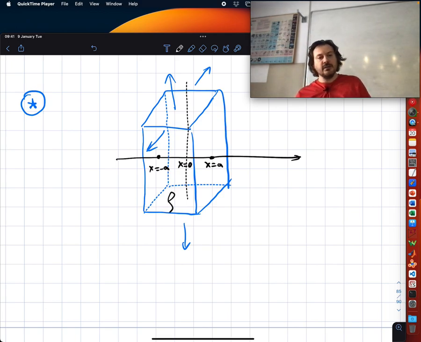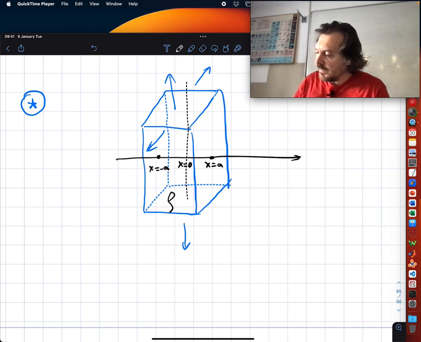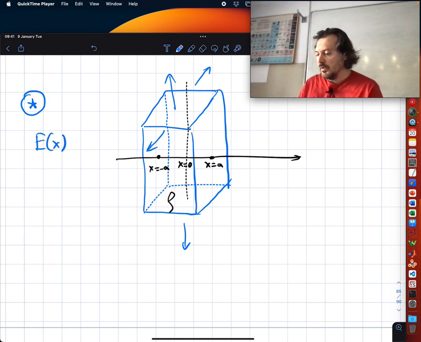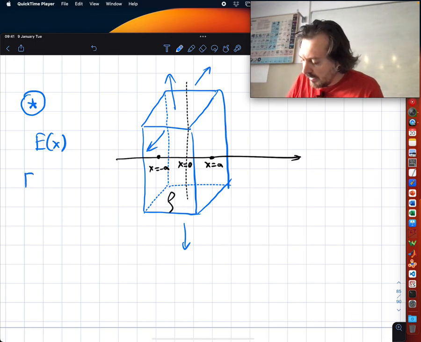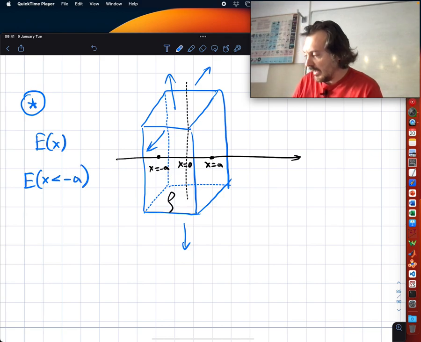First of all, do you understand the system? You do? So the question is, what is E of x? Everywhere you can answer. Like, what is E of x to the left of minus a, between minus a and a, to the right of a? Yes? So, for example, what is E of x for x less than a?